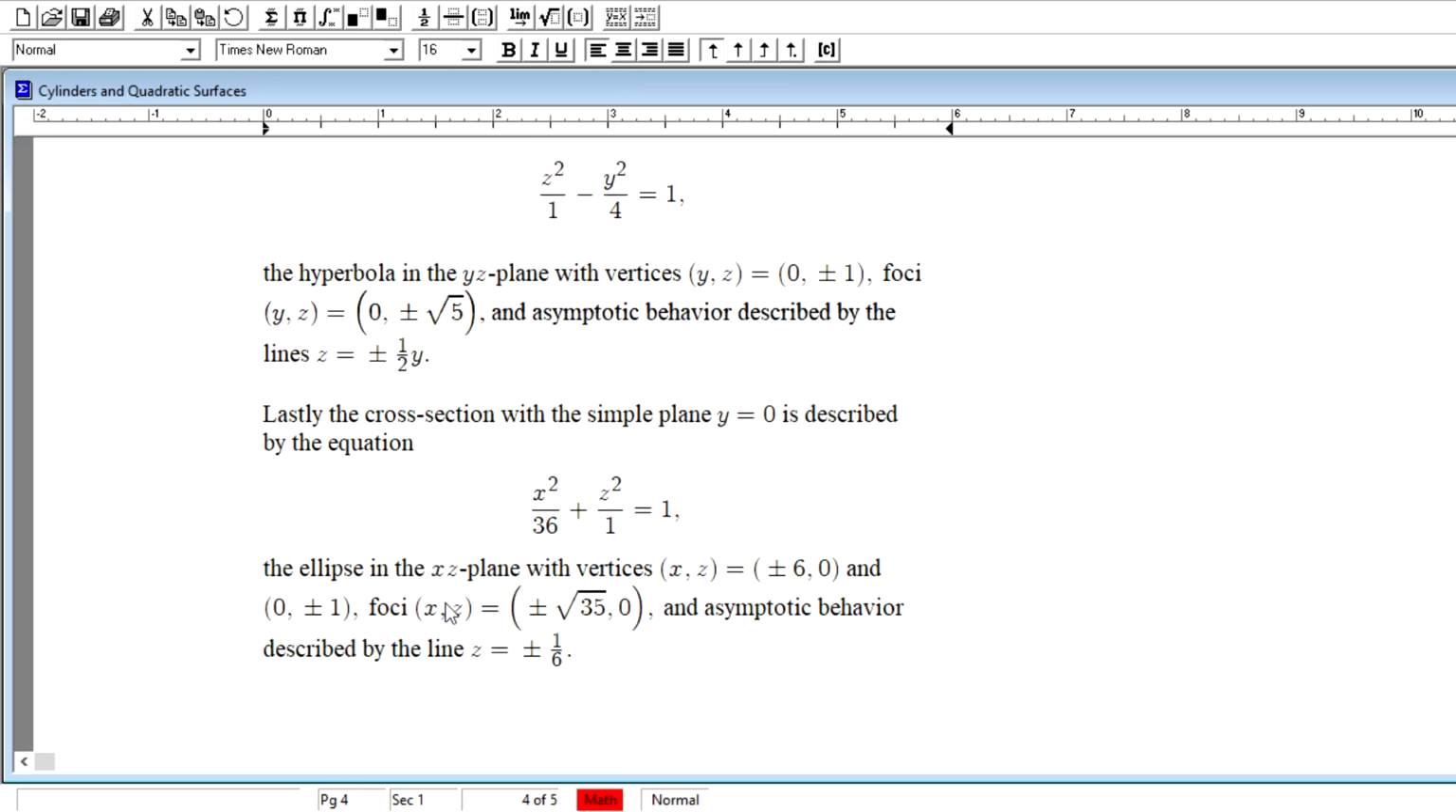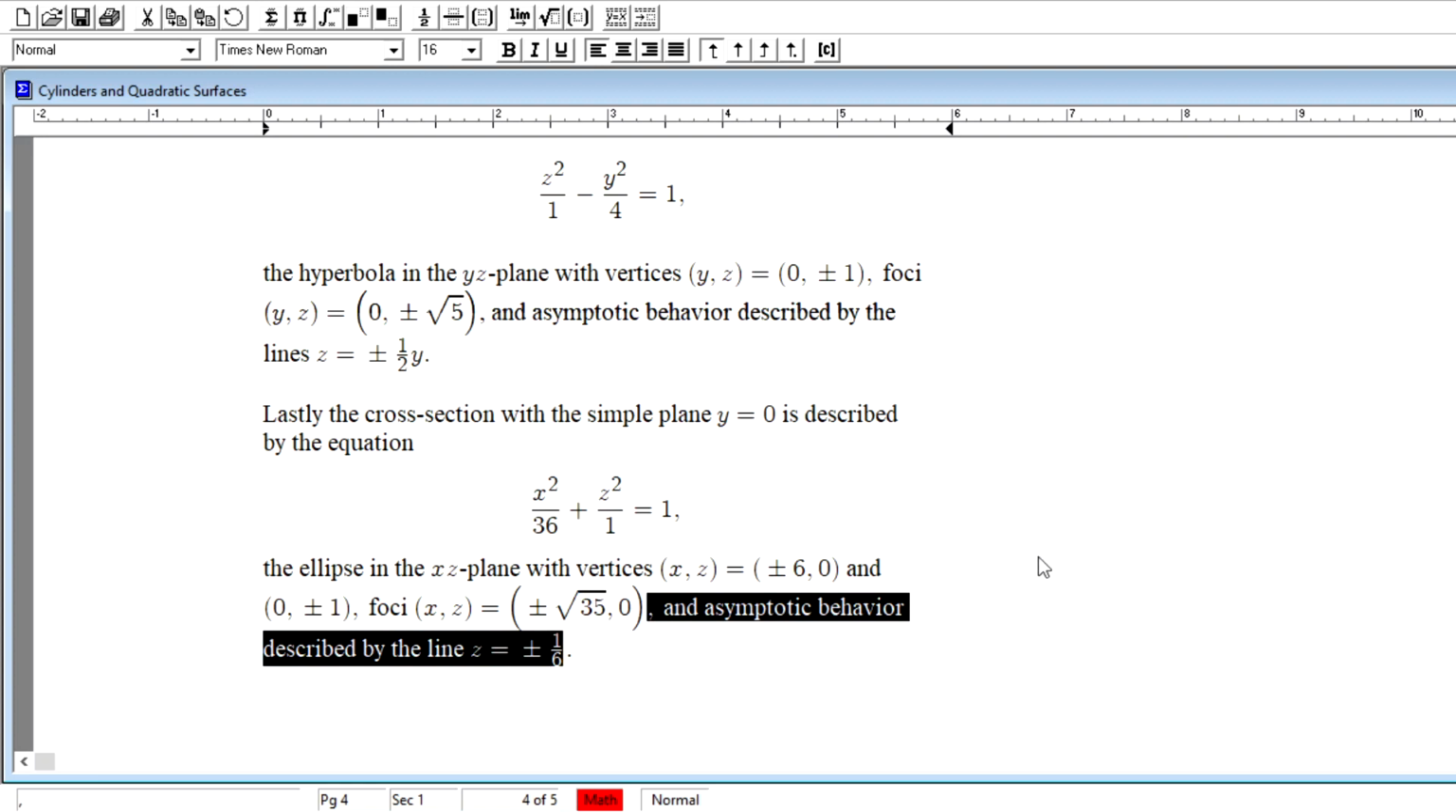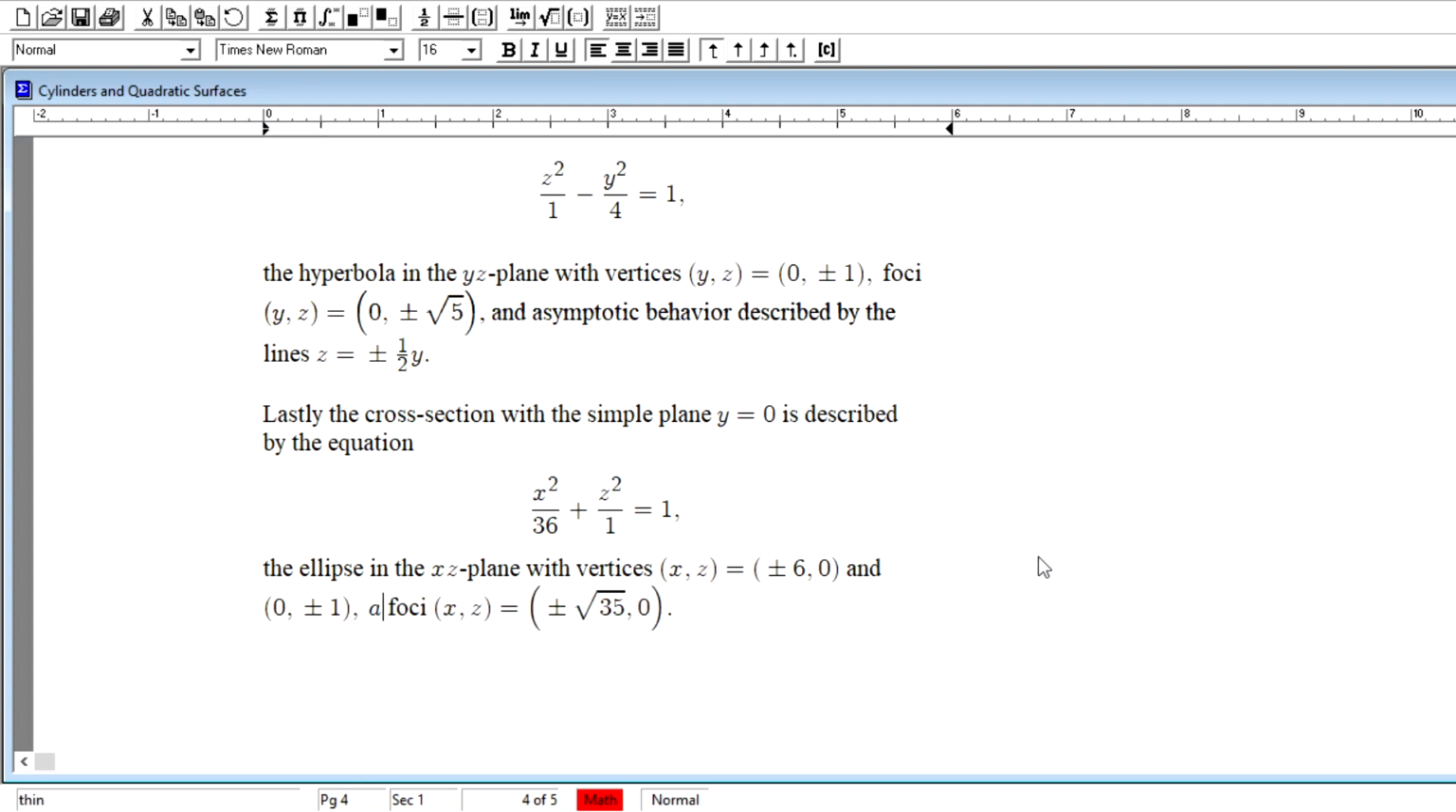All right, where in this case in the ellipse we're going to have foci at the square root of the difference of 36 and 1. That would be the square root of 35. And asymptotic. Now here, what did I do? That's what I mixed up. I brought the asymptotic behavior into the wrong location. So that doesn't have asymptotic behavior, right? We should just note the foci given by x comma z equal to plus or minus root 35 comma 0.